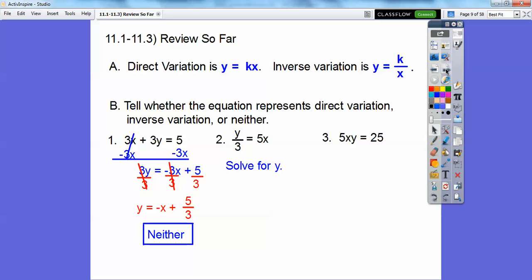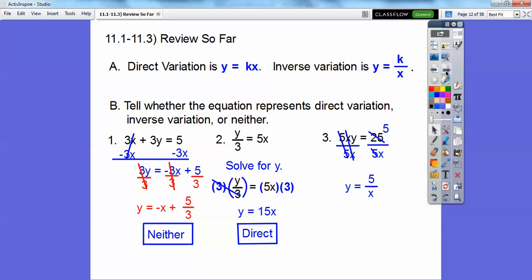For this next one, we're going to multiply both sides by the denominator to get rid of it, so multiply both sides by 3. y equals 15x, that looks like direct variation, so that one's direct. Here we're going to solve for y, so we divide both sides by 5x, and get y equals 5 over x. This one looks like inverse variation.